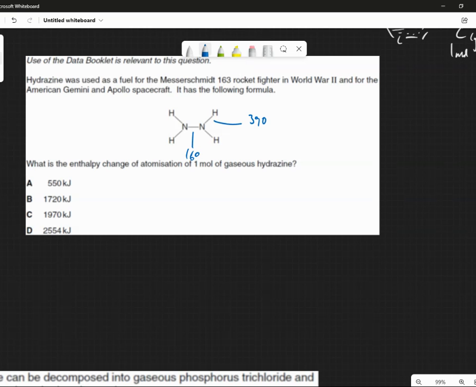All right, so if I'm going to atomize this, basically, if I have hydrazine on the left, N2H4, I'm going to get N, N, H, H, H, H, aren't I? I'm going to break all of those bonds. And therefore, what am I breaking? I'm breaking 4 390s, and I'm breaking 160. Now, I do have a calculator, but I don't know if it works anymore. All right, 390 times 4, plus 160, is 1720. So there you go. That's the answer.